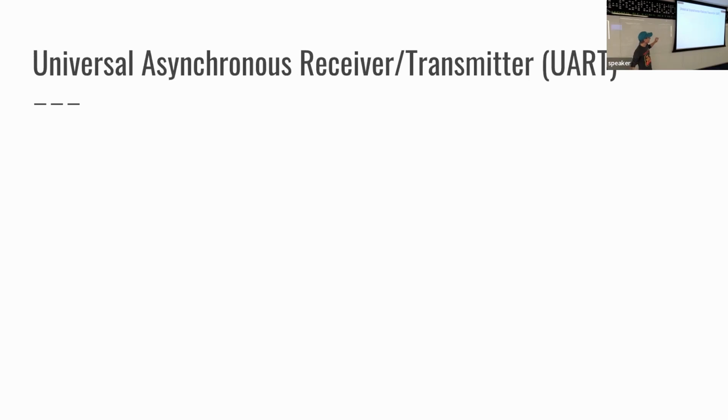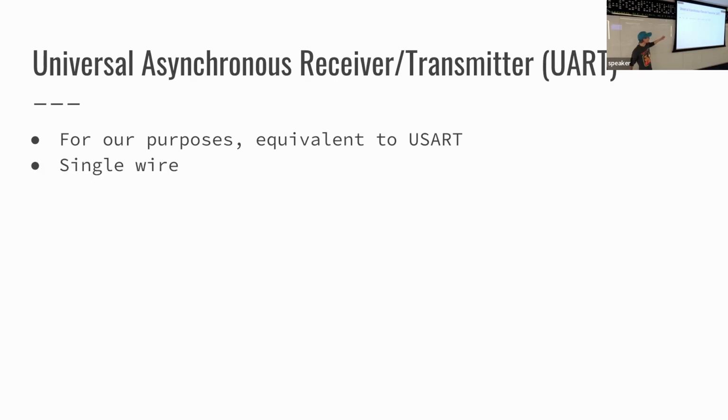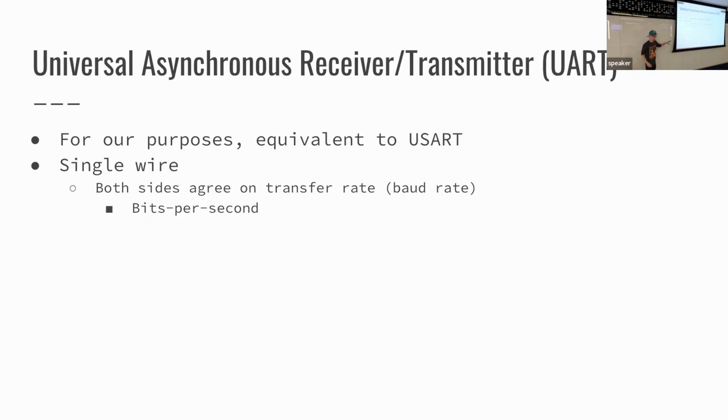Another communication protocol that we want to talk about in this context is UART. You'll also see USART in some of the following slides. For our purpose, it's essentially equivalent. Unlike I2C, it's a single wire, and we don't need that clock line. What tells us how long each bit is, is that both sides agree, in order to work, they must agree on the baud rate, or the bits per second, how fast they're sending the data.